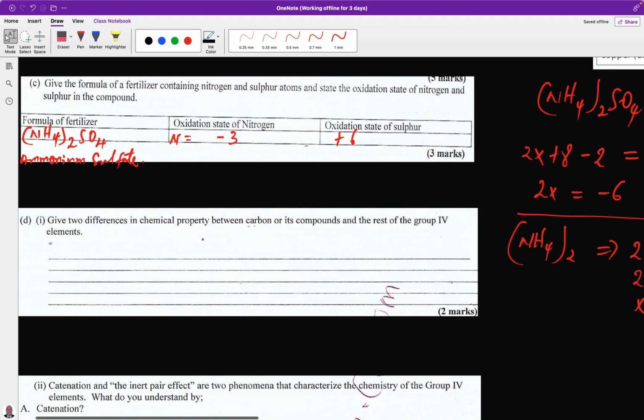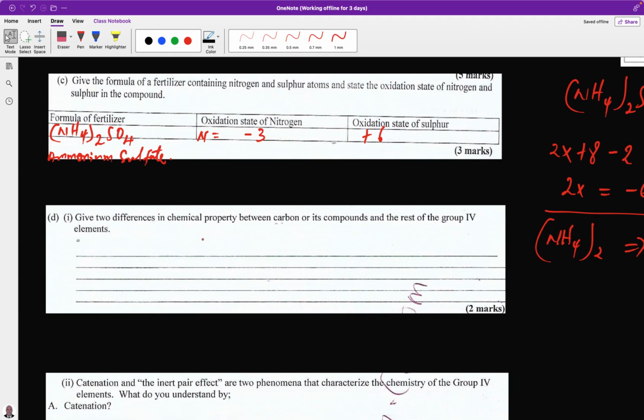Okay, it takes us to the D part of it. Give two differences in chemical property between carbon or its compounds and the rest of group 4 elements. Two properties different from the rest of group 4 elements. So now, the differences between carbon and other group 4 elements.